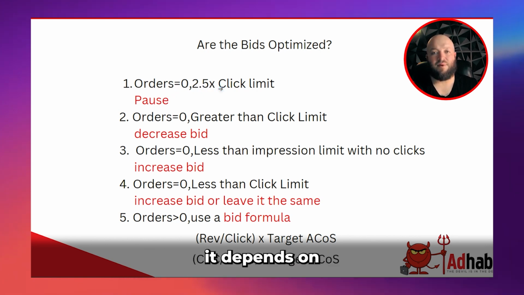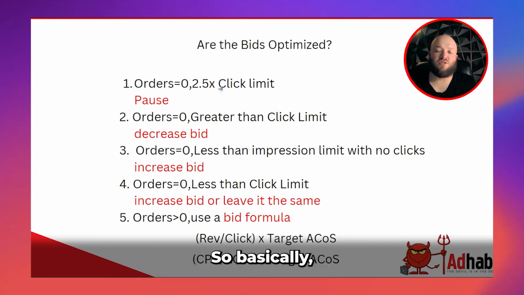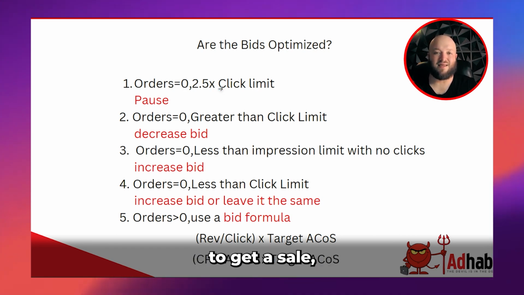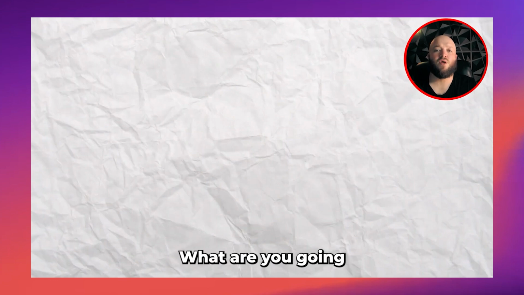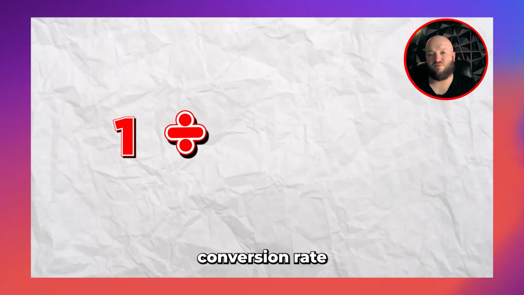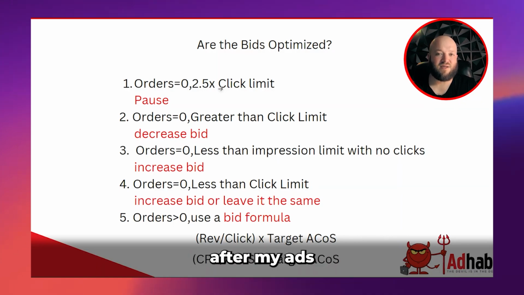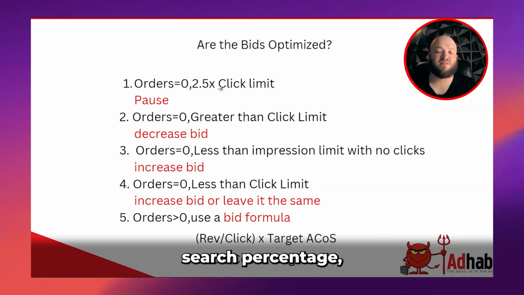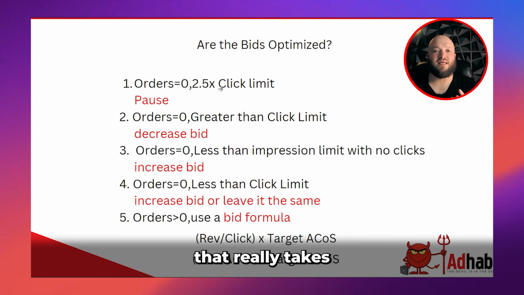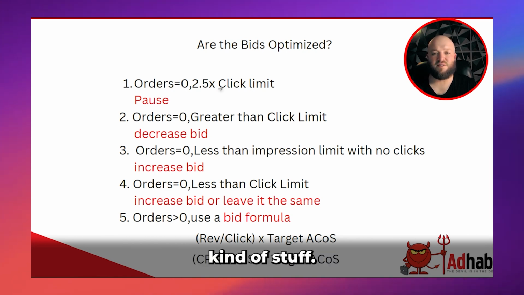Now my click limit depends on my conversion rate. So basically, if you have a 10% conversion rate, that takes you 10 clicks to get a sale. How did I figure that out? What you want to do is 1 divided by your conversion rate or your unit session percentage. Now I like to go after my ad's conversion rate, not just my entire unit session percentage, because that really takes into account a lot of branded search and all that kind of stuff.